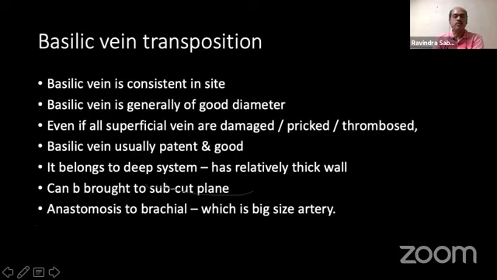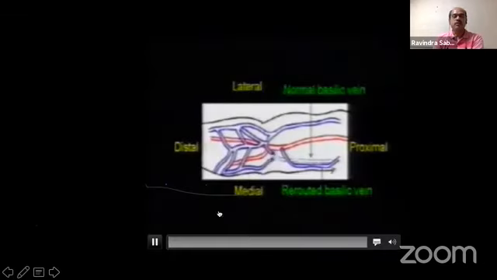It belongs to the deep system. It can be brought to the subcutaneous plane. Anastomosis can be done to the brachial artery. Generally, even if there are multiple punctures, this basilic vein is spared from all these problems, and therefore the benefit is taken in that. This is a small clipping of the basilic transposition.